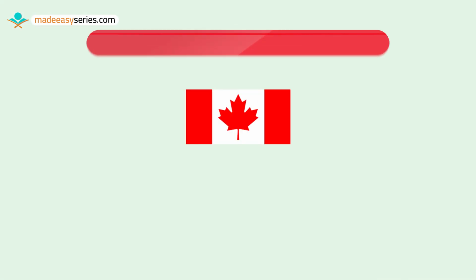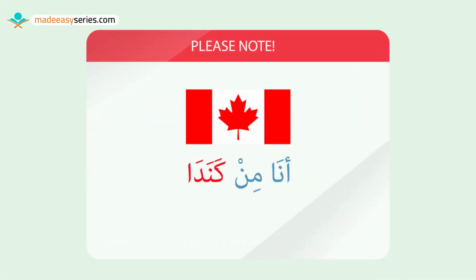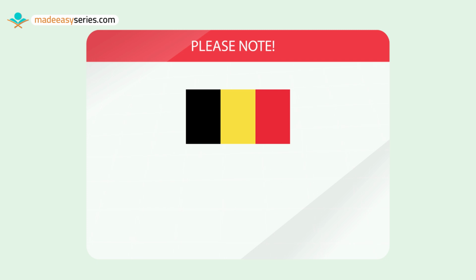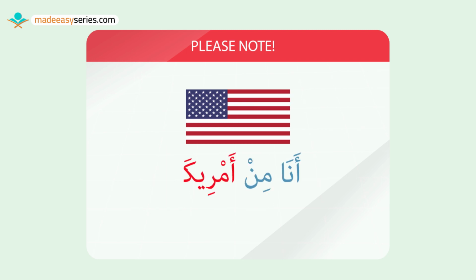If you're from Canada, Ana min Canada. If you're from Belgium, Belgica, Ana min Belgica. If you're from America, Ana min America. Please note here that the response to where you're from is the same for both males and females. You just say Ana min, I'm from, then mention the name of the country.